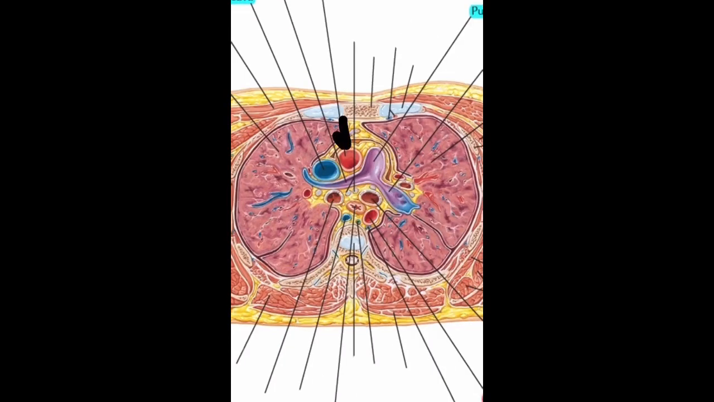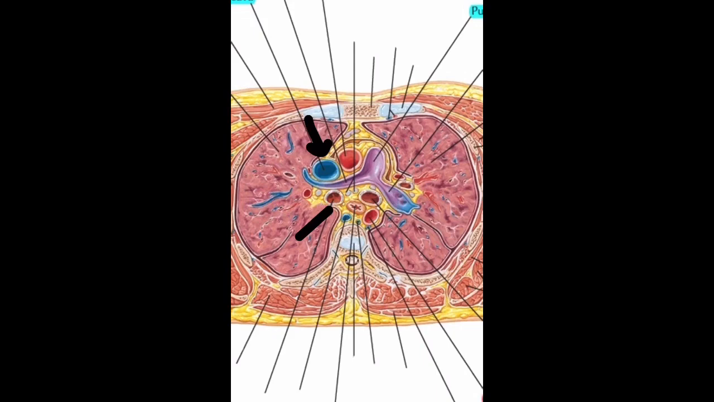What structure is this? Yes, the ascending aorta. What about this? The descending aorta. What about this? The superior vena cava. And this, the main pulmonary trunk, the left pulmonary artery, the right pulmonary artery. Amazing. What about these two structures? Yes, this is where the trachea is divided into the right and the left mainstem bronchus. What about this structure? This is the esophagus.